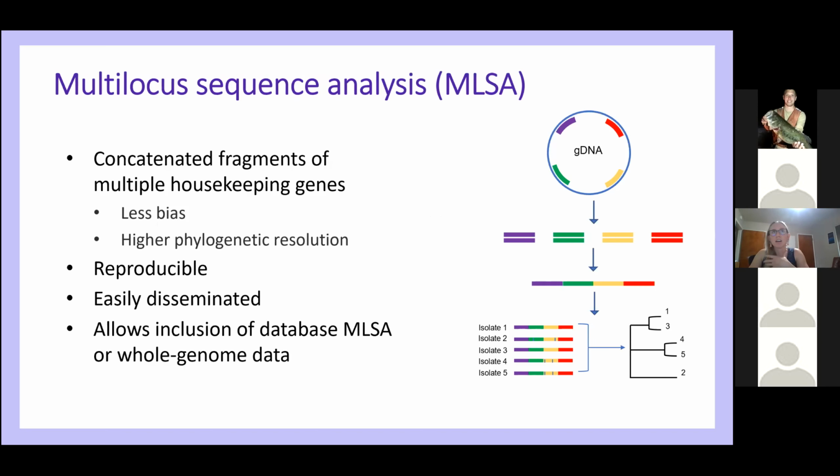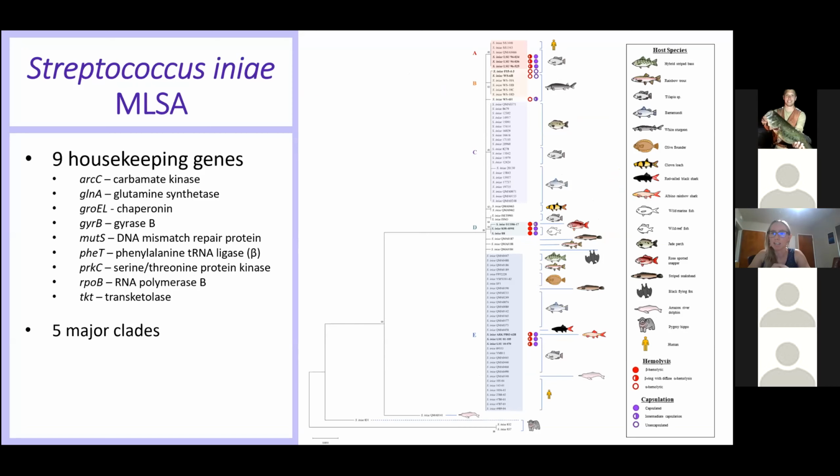So to address some of those deficiencies, MLSA, or multilocus sequence analysis, uses multiple fragments of different housekeeping genes. So these are genes that code for proteins with conserved functions. It avoids single gene bias a little bit more, but it gets you a much higher phylogenetic resolution. It's also easily reproducible. You can upload it to databases, and vice versa. You can incorporate publicly available genomic information into your study. So it's a really nice system, and some people call MLSA and the closely related MLST the gold standard for typing bacteria. So we set out initially to develop an MLSA scheme for iniae.